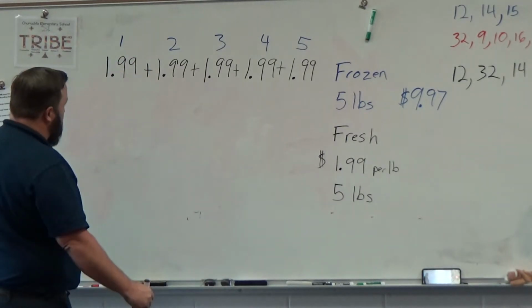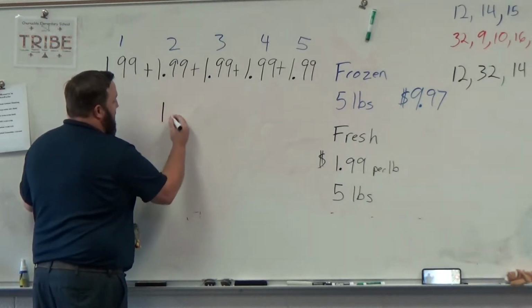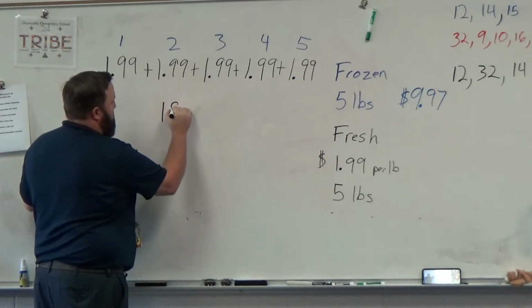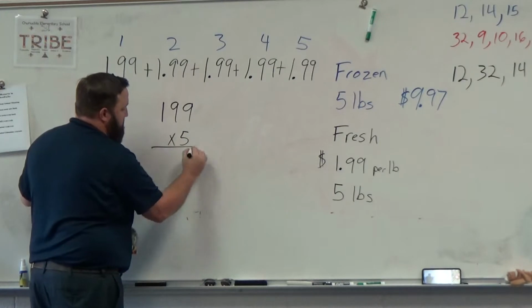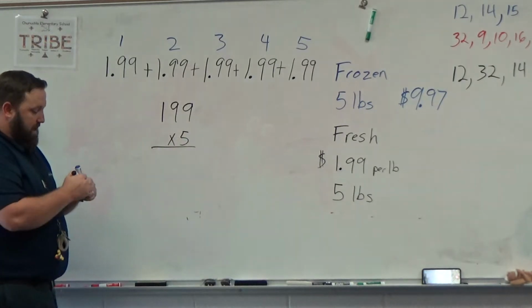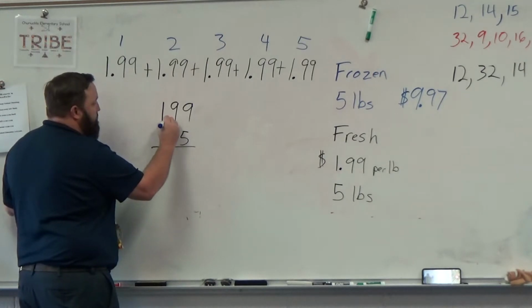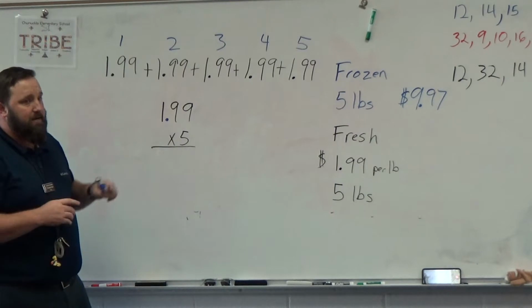And this is what I'm talking about. If I'm setting up my problem, how would I set it up? I'm not going to worry about my decimal till the end. So it's 199 times 5. Now, we can put it in there if it makes you feel better, but we're not going to worry about it until the end.